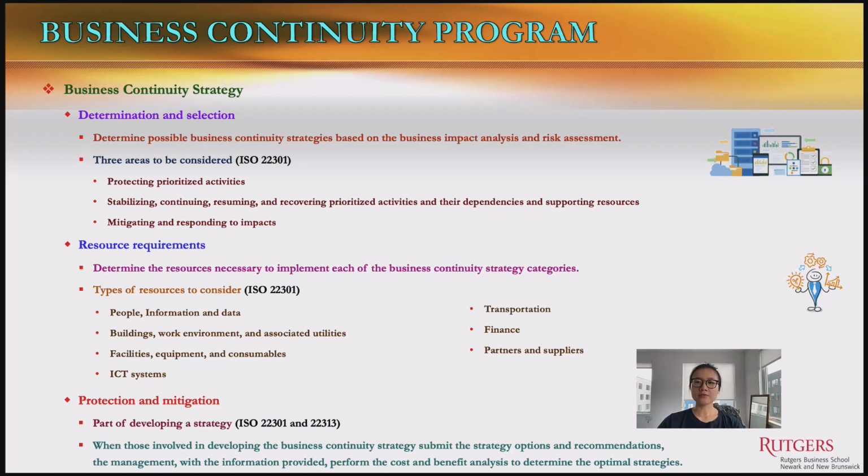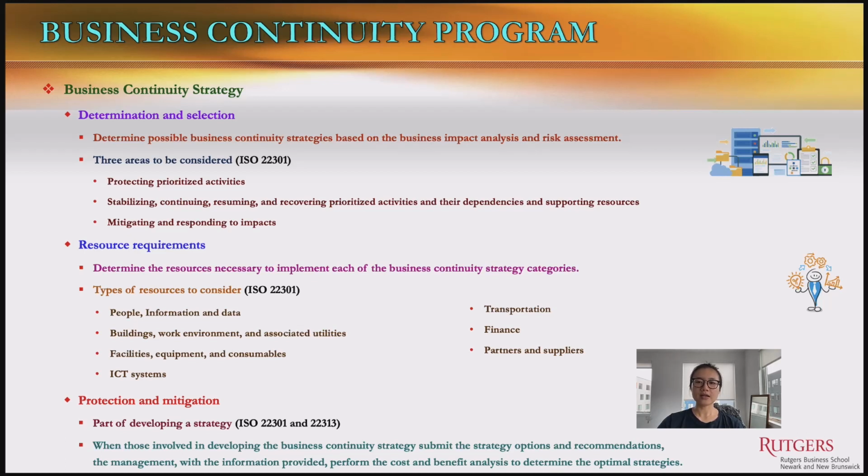The ISO divides business continuity strategy into three categories. The first category is determining possible business continuity strategies based on business impact analysis and risk assessment. The ISO calls out three areas to be considered in developing the strategy. These areas include: first, protecting prioritized activities; second, stabilizing, continuing, resuming, and recovering prioritized activities and their dependencies and supporting resources; and finally, mitigating and responding to impacts.